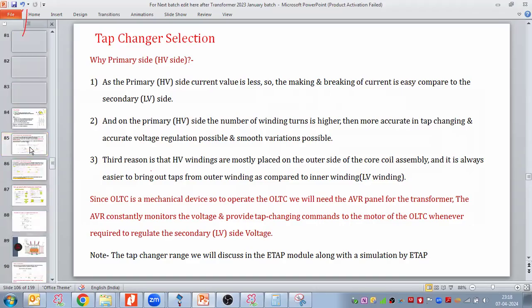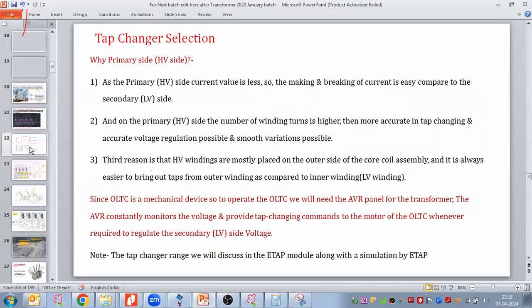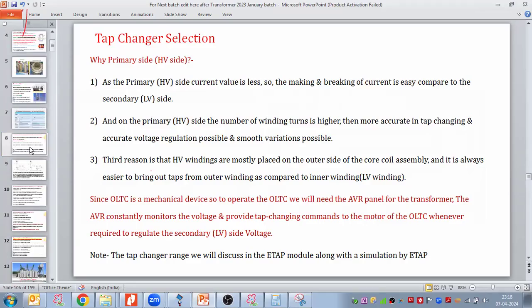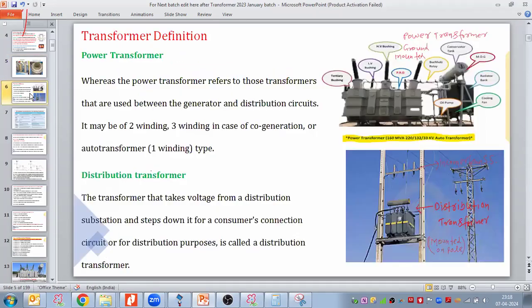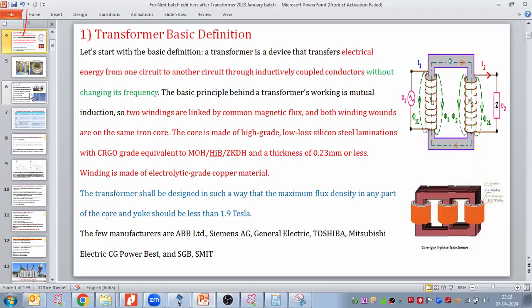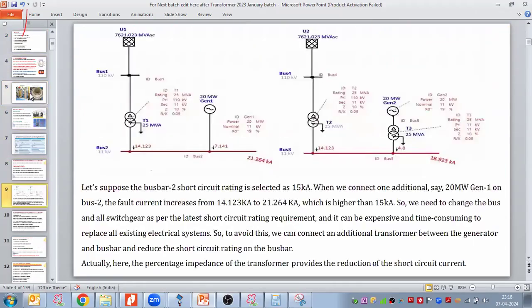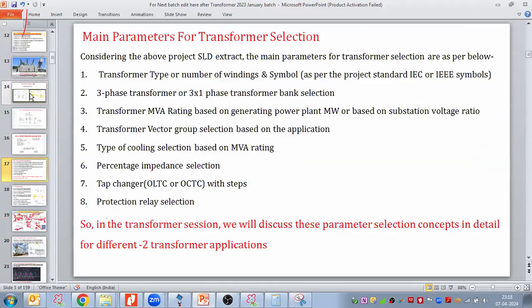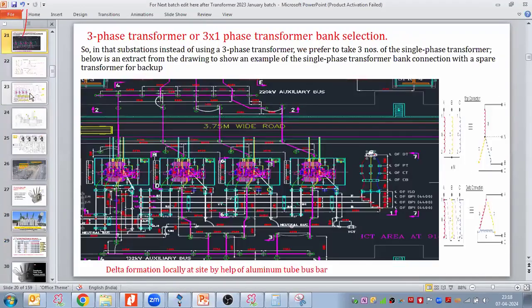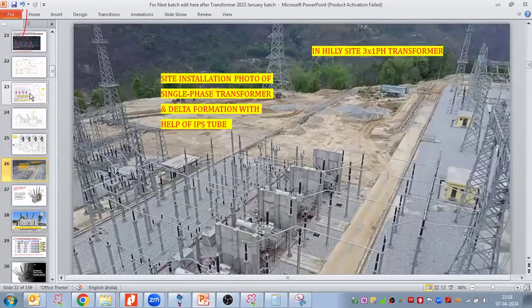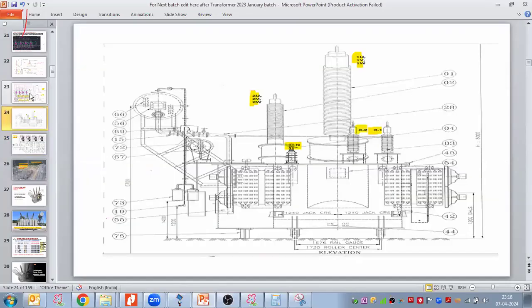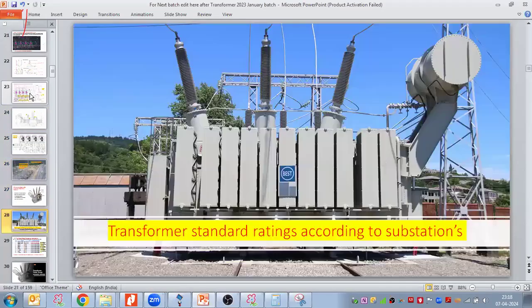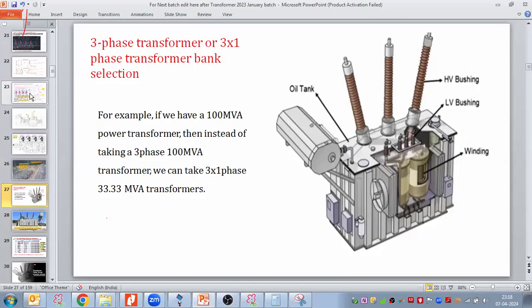So if I show you any transformer internal winding, it is not located here. Otherwise, we take a separate mechanism for the OLTC. Okay, sir.